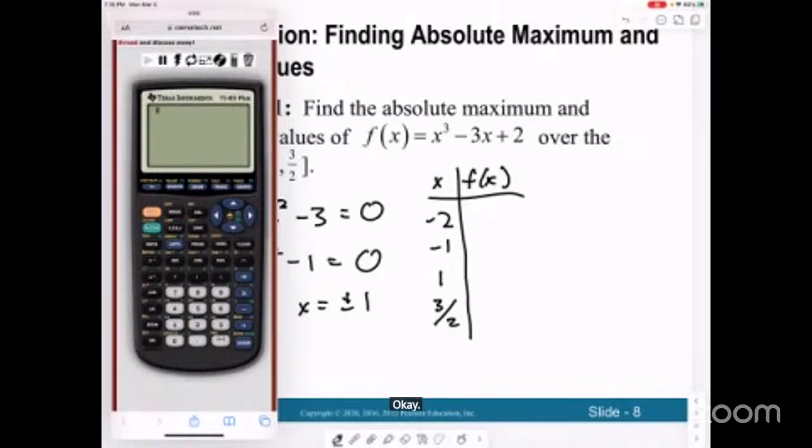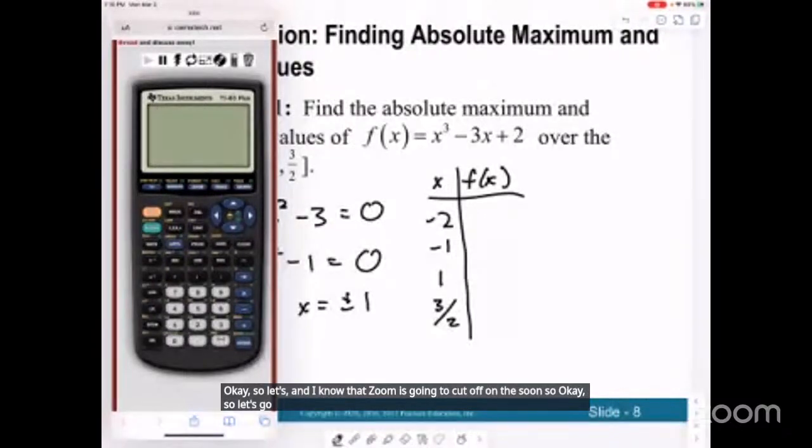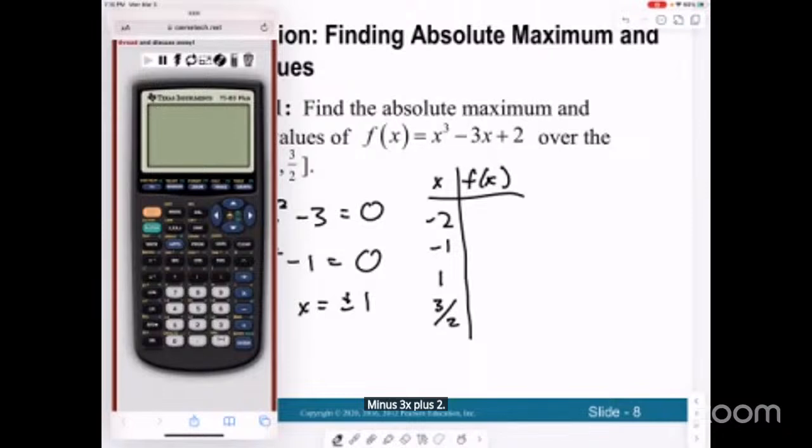Okay. Hopefully we're still logged in. We've got a solid five minutes, and I know that Zoom is going to cut off. So let's go to our y equals. We've got x to the power of 3 minus 3x plus 2. I want to evaluate this when x is negative 2. So when x is negative 2, we get 0. When x is negative 1, we get 4.